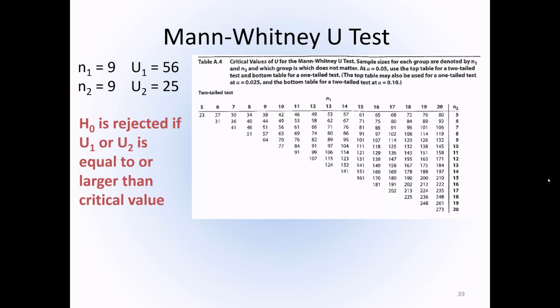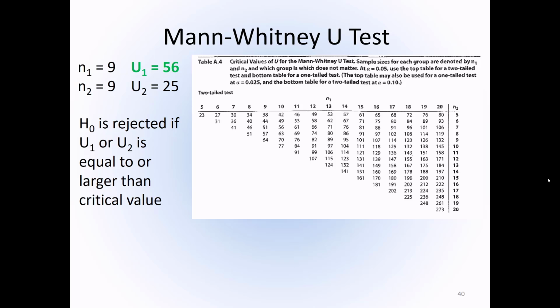And then we're going to use our test statistic and our sample sizes to compare to our critical value in the table here. And our null hypothesis that the two populations are the same is going to be rejected if either U1 or U2 is equal to or larger than the critical value. So this is key. It doesn't have to be both, it's just one. And so for each one of our Mann-Whitney U tests, we're going to select the test statistic that is larger. In this case, it's U1.